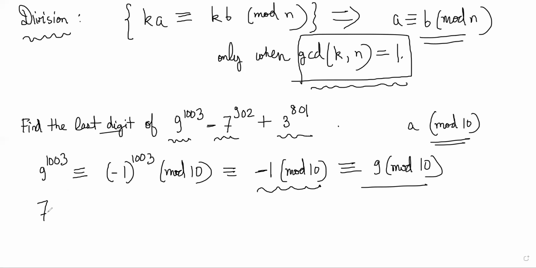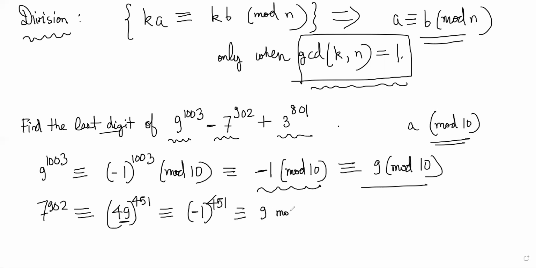Similarly, 7 power 902 will be congruent to, it is the same as 49 power 451, and that is the same as, again, minus 1 power 451, because the last digit of 49 is 9. So minus 1 power 451 is the same as 9 mod 10 again.